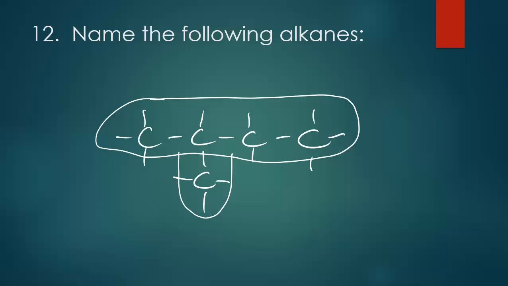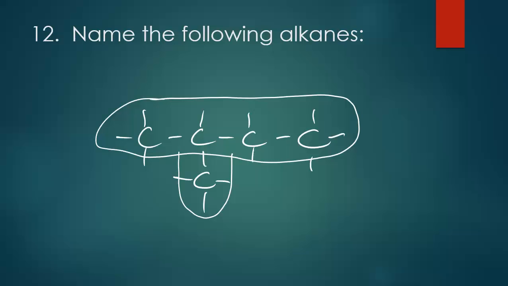We actually had two options. We could have gone 1, 2, 3, 4, or we could have gone 1, 2, 3, 4. I decided to go with the linear format. Either way would have given you the same answer. Okay, so what is the longest continuous chain?